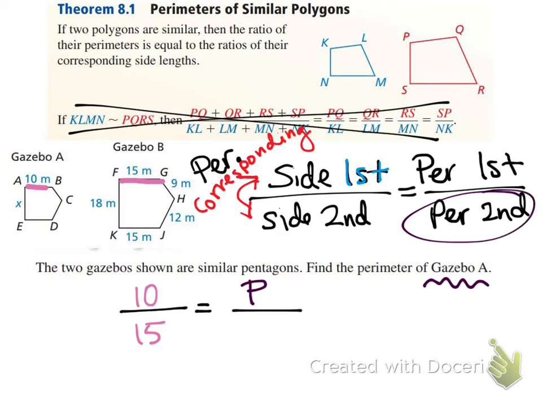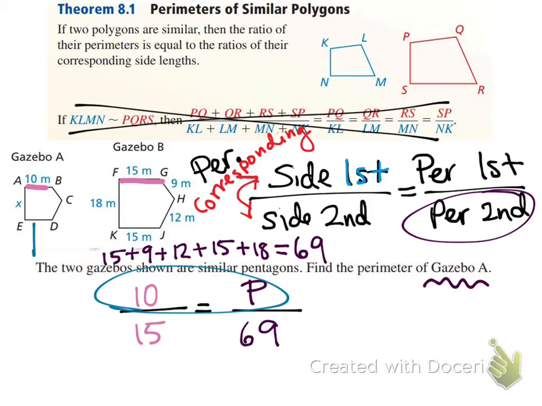So what you're going to have to do is add up all the sides of the second figure. So 15 plus 9 plus 12 plus 15 plus 18, which is 69. So the perimeter of gazebo B is 69. We're going to find the perimeter of the smaller. So a way to check yourself, you have to make sure the top is from the same figure. So 10 comes from our first figure, and we don't know the perimeter of our first figure. And then the bottom, 15, comes from our second figure, and the perimeter comes from our second figure.